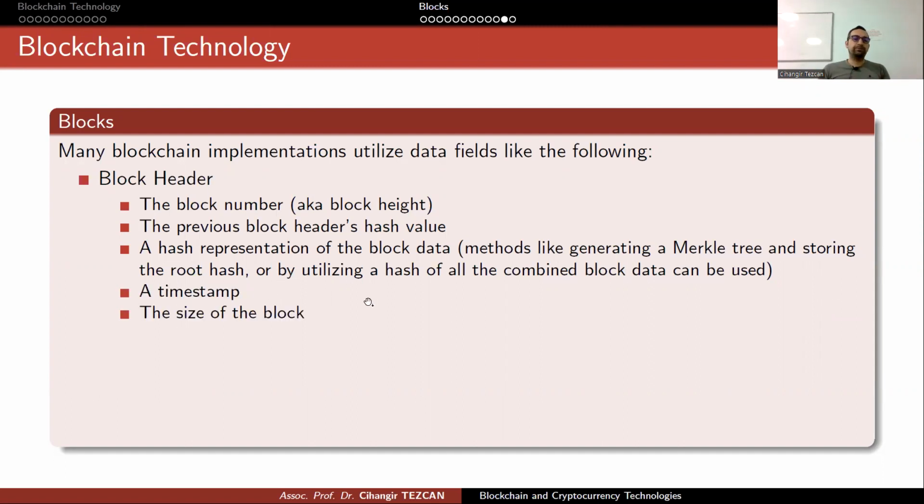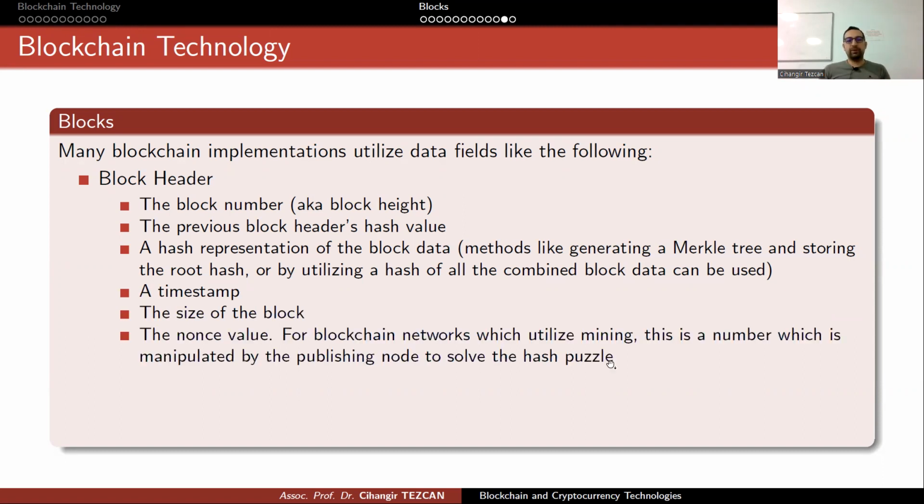A timestamp, the size of the block, the nonce value. For blockchain networks which utilize mining, this is a number which is manipulated by the publishing node to solve the hash puzzle. In Bitcoin, this is 32 bits, and it is not enough to actually solve the problem. You can try every 2 to the 32 nonce value, and most probably you will not solve the mining problem. So you should go to the transaction data and modify it, then modify the nonce again and again. We will talk about it when we talk about Bitcoin.